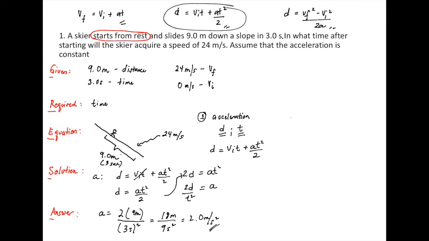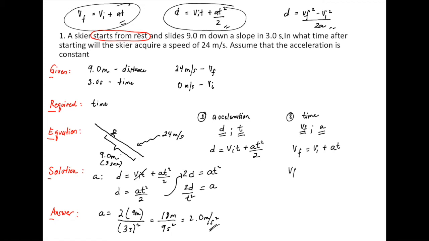Now, but the question here is, in what time after starting will the skier acquire a speed of 24 meters per second? Now, this time it is very useful for us to use this first equation, okay, wherein we have to look for time. Why? Simply because we need the final velocity as the variable, as well as the acceleration variable. And then what is the formula? We have Vf equals Vi plus at. And then therefore we could now solve for the formula.